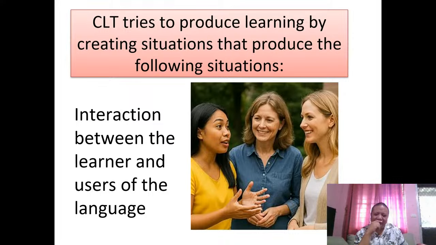First, interaction between the learner and users of the language. Interaction between the learner and users of the language. So according to the Interactionist School of Language Learning, it's actually the interaction between the brain and the environment that drives language learning. Also, according to social learning theory by Lev Vygotsky, learning is best when it's done in the context of other people, particularly other people who are more knowledgeable than you.